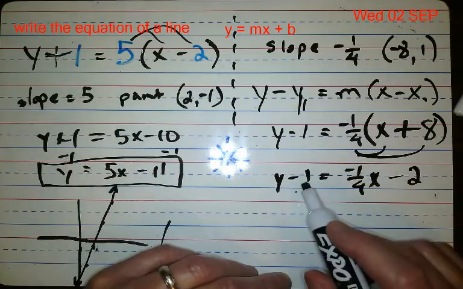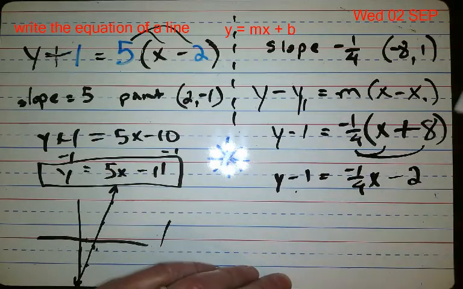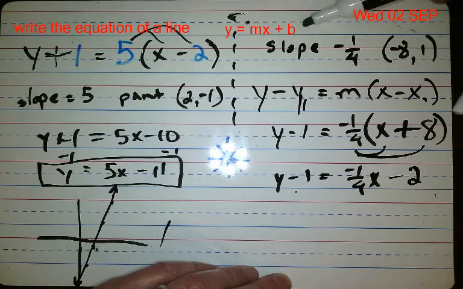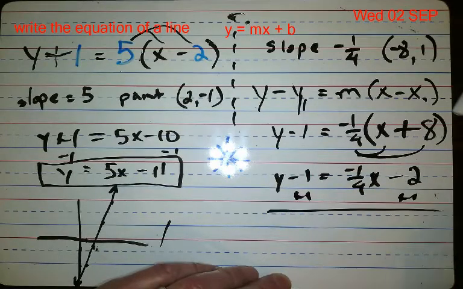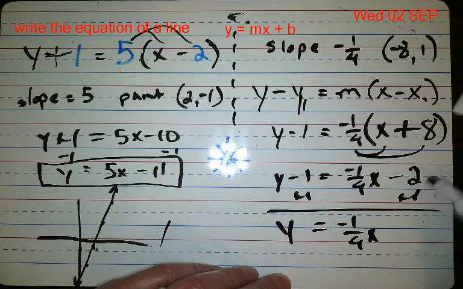Okay? So what are we doing here? We have to get y by itself because it has to look like this guy up here. Right? It has to be y equals mx plus b. So I'm going to add one here, add one there. y equals, the slope is negative 1/4, and then negative 2 plus 1 is negative 1.